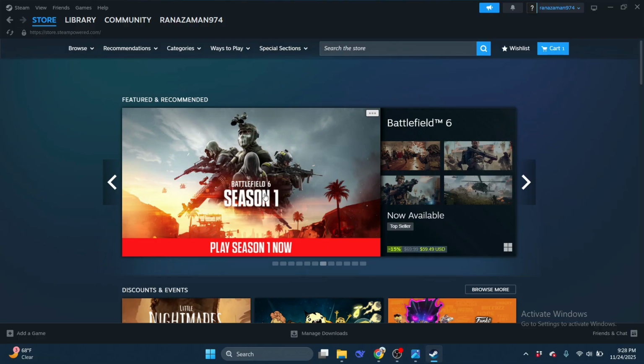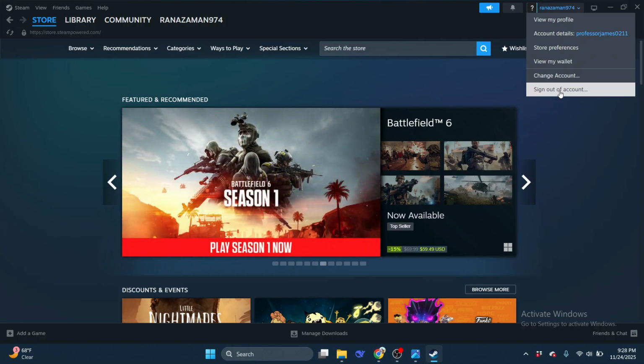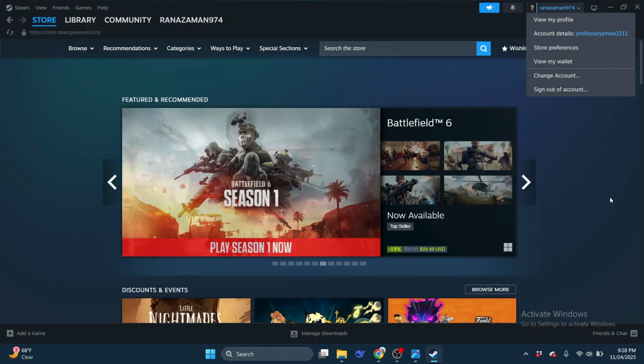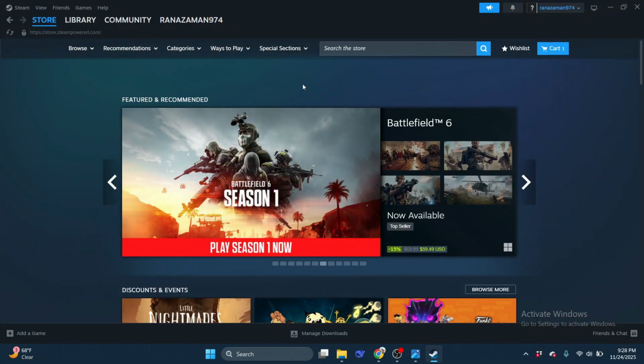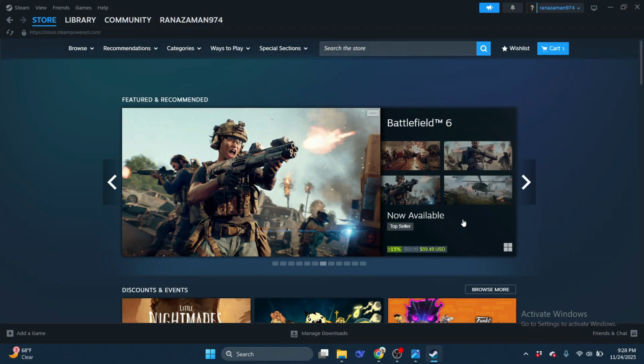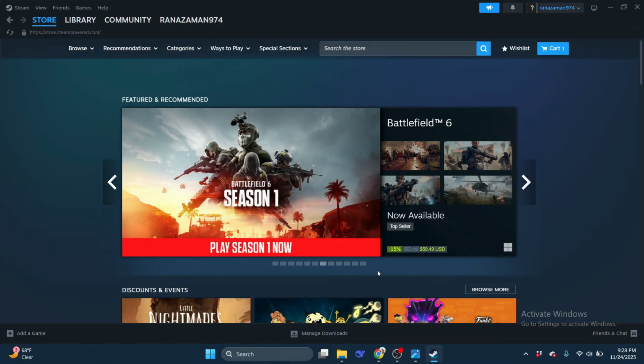First, on your PC, log into your Steam account and then log out. Next, log into the host account, the one who is inviting you. Launch any game on the host account and play for a few minutes. After that, log back into your account on the same PC. This process helps Steam verify that both accounts are part of the same household and increases the chances of the invite being accepted successfully.